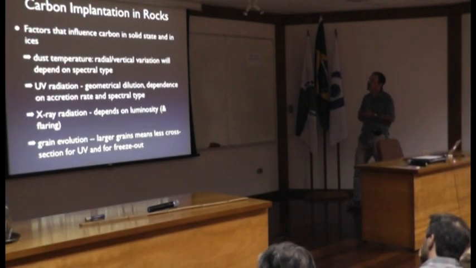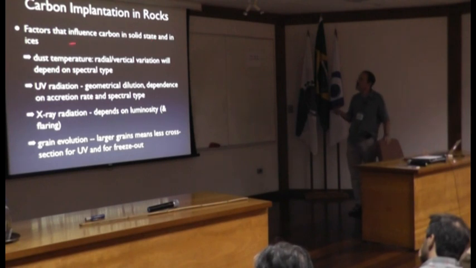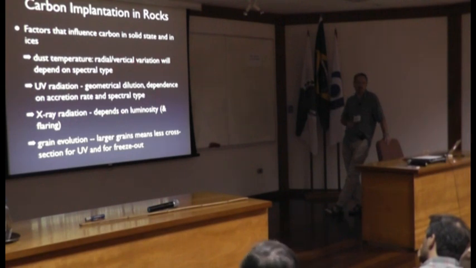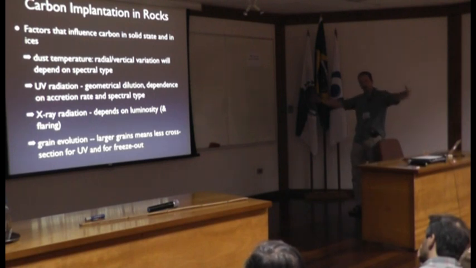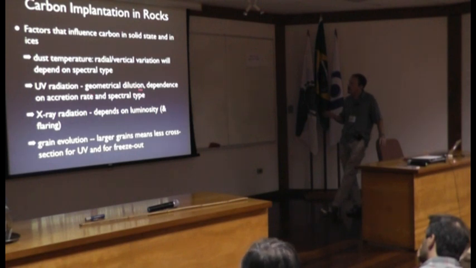All right, so what are these factors? If I have carbon in a solid state in ices, well, clearly the dust temperature is important. Any radial or vertical variation will depend on the spectral type of the star. UV radiation, there's geometric dilution as you go outwards, 1 over r squared. There will be a dependence on the accretion rate, and of course, stars more massive than the sun have more UV radiation. Stars are X-ray emitters, right? That depends. They actually have variable luminosities in the X-ray. They also flare. The grains are evolving, all right?